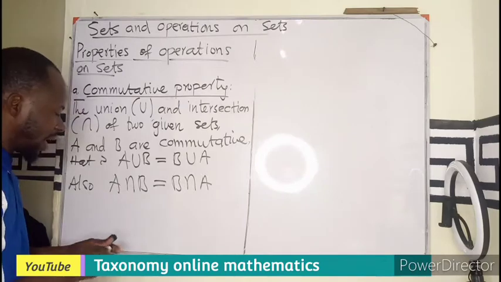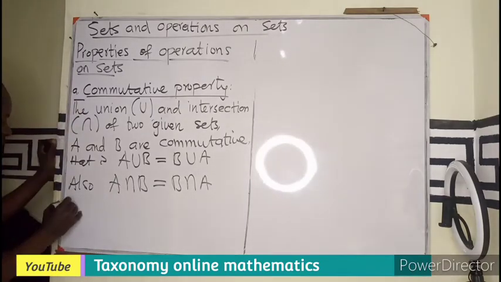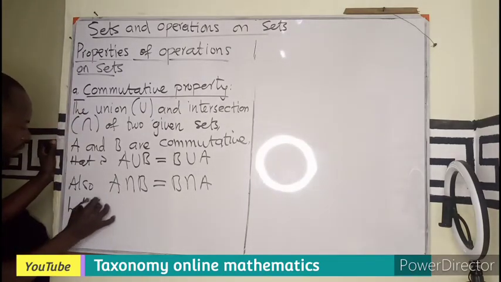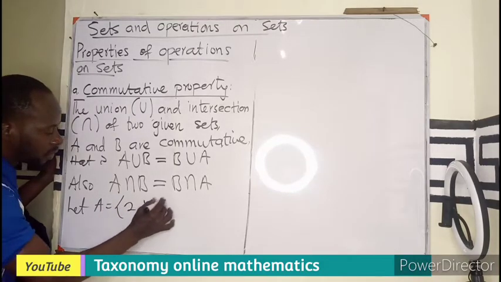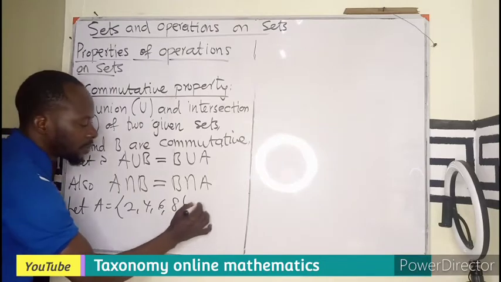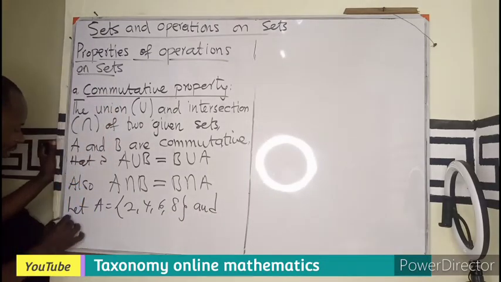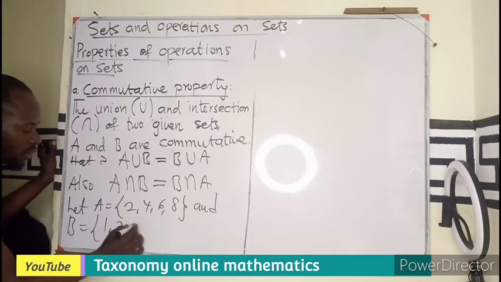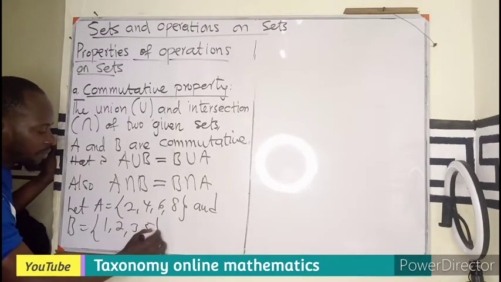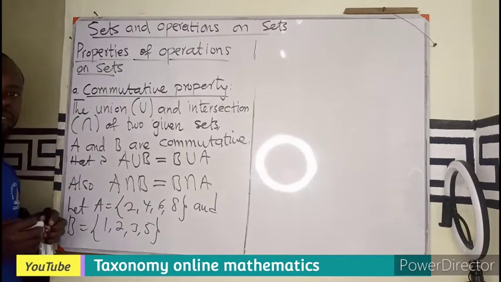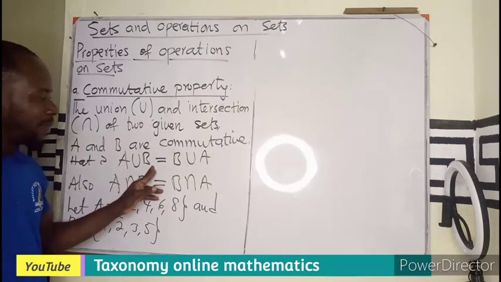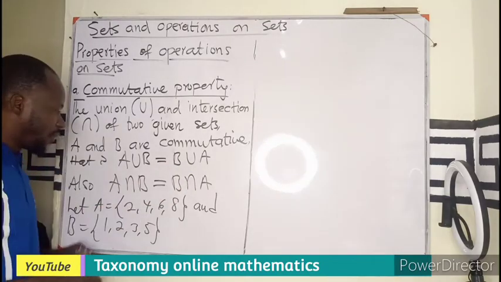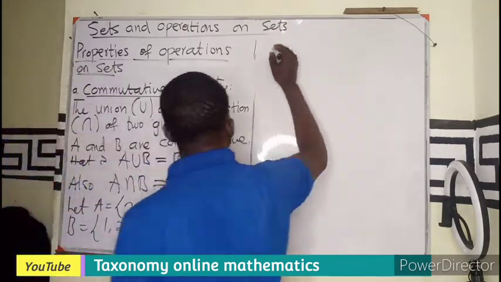So if I have a given set A, let set A equal 2, 4, 6, 8, and let our set B equal 1, 2, 3, 5. If these are the two sets, for me to prove that A union B is the same as B union A, we find out what the union of these sets will be.